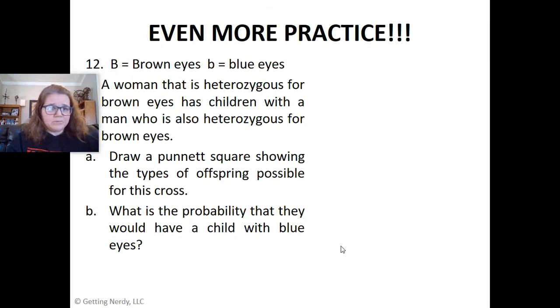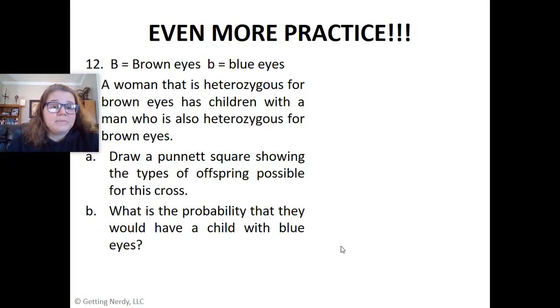The next one, more practice. We have brown eyes, capital B, versus blue eyes. Think about which one is dominant. Yep, brown. And then recessive is blue. So we have a woman who is heterozygous for brown eyes. Can you see in your head now if she's going to be capital B, capital B, or capital B, lowercase b? Heterozygous means different, so it's definitely going to be a capital B and lowercase b.